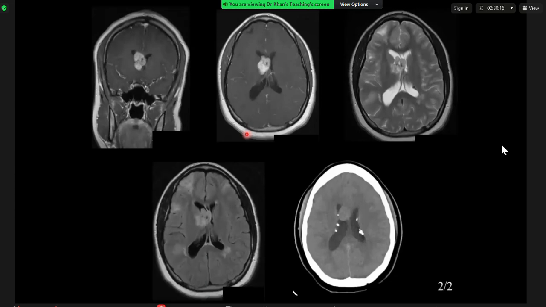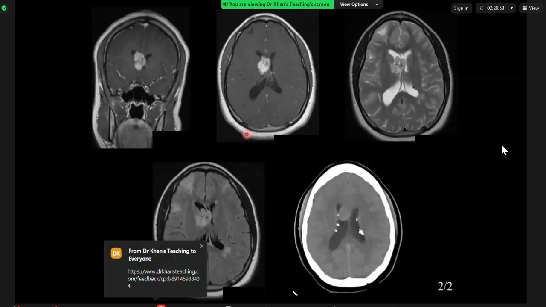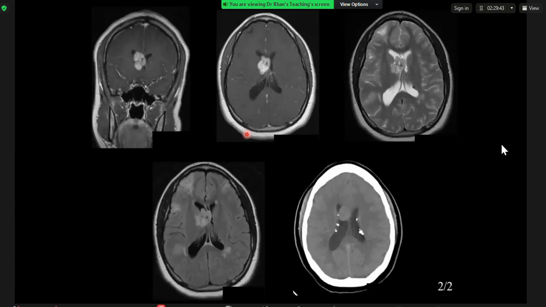So these are the MRI sequences of the same patient. On the post-contrast images, the top two left-hand slices, coronal and axial, demonstrate avid contrast enhancement. There's a flow void in it, which shows probably the vascularity. And on FLAIR and T2 sequences, basically, it's a mixed signal with some flow voids in it as well.